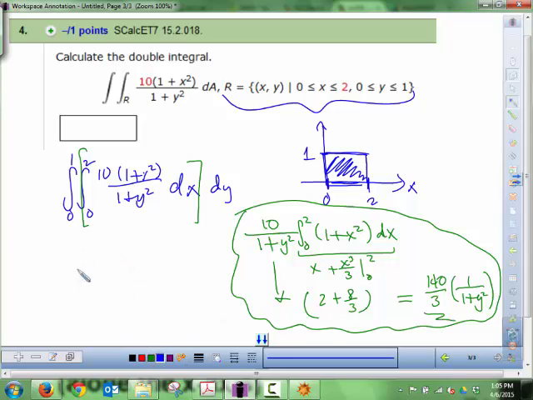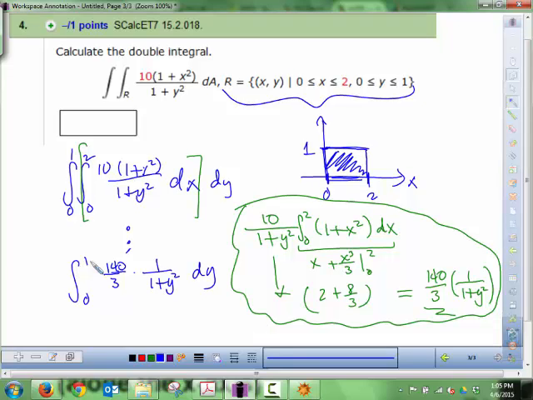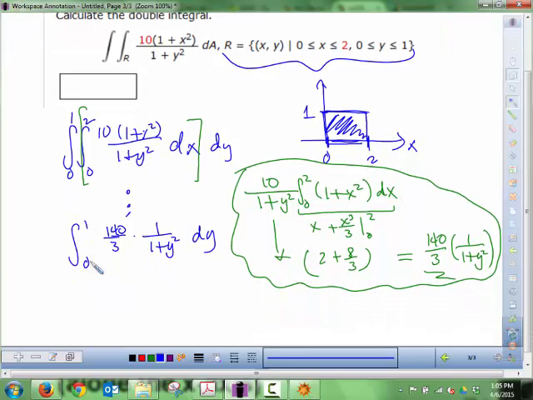And so my second integral is going to be from 0 to 1, 140 over 3 times 1 over 1 plus y squared dy. And the reason why I wrote it like this is that 140 over 3 is a constant. I can just take that out. So that's one part of the integral.